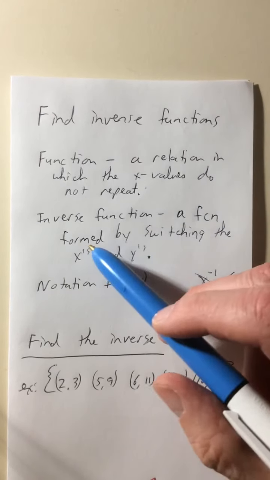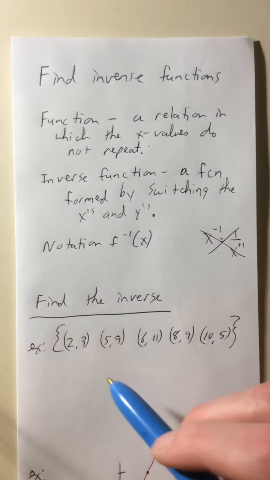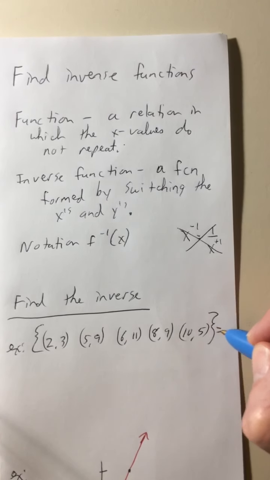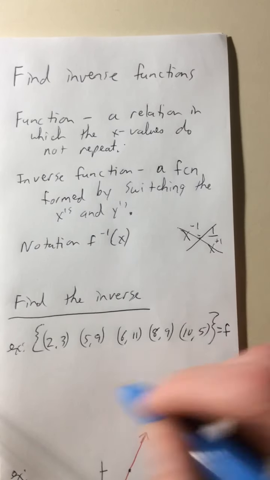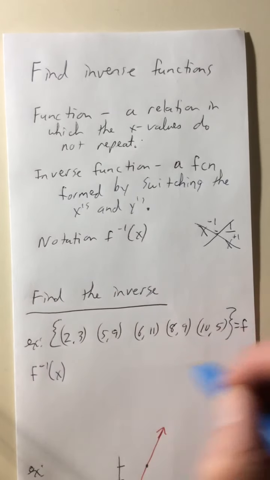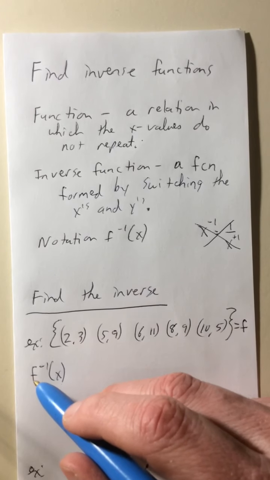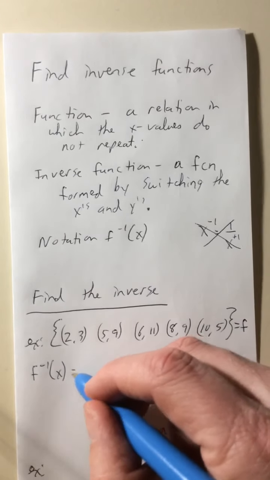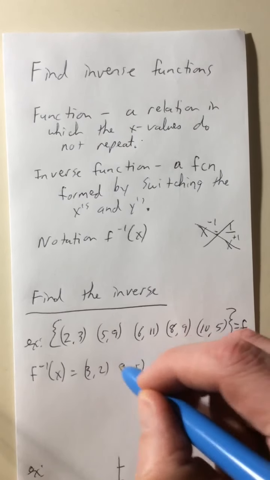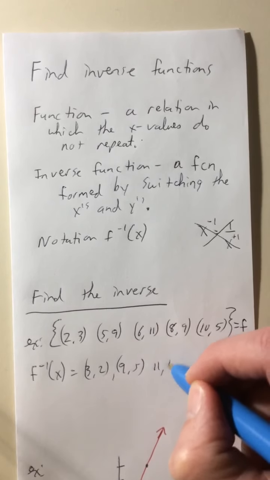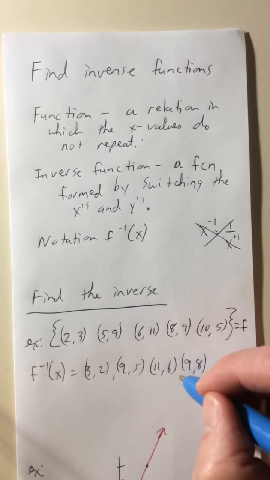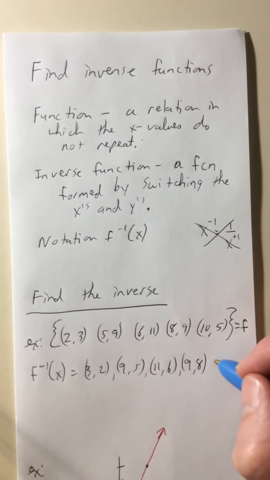Okay, so find the inverse. Again, an inverse is a function formed by switching the x's and the y's. Easy enough. So here is our function, which I'm going to call f. And then here's f inverse, in other words, the inverse of x. So I'm just going to do 3, 2. I'm just switching the ordered pairs. 9, 5. 11, 6. 9, 8. And 5, 10.